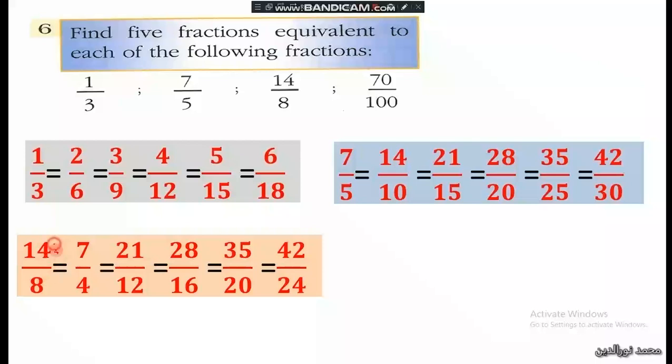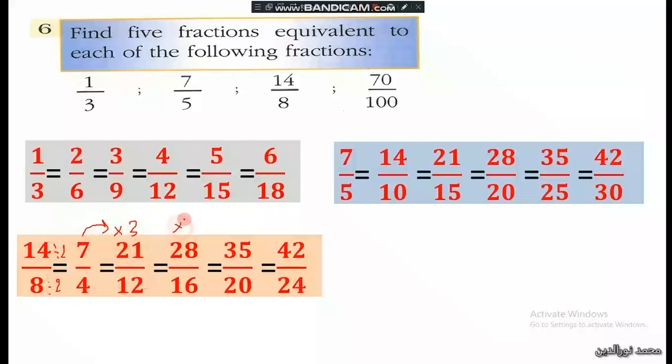So 14 divided by 2 and 8 divided by 2, and we got 7 over 4. And here we multiply by 3, not by 2. If we multiply by 2, we get 14 over 8. Then we proceed by multiplying 7 over 4 by 3. So multiplied by 3 both terms, 7 times 3, 21, 4 times 3, 12.